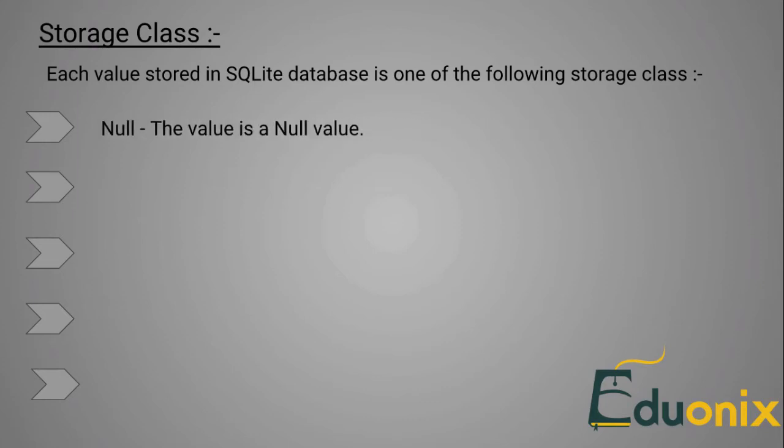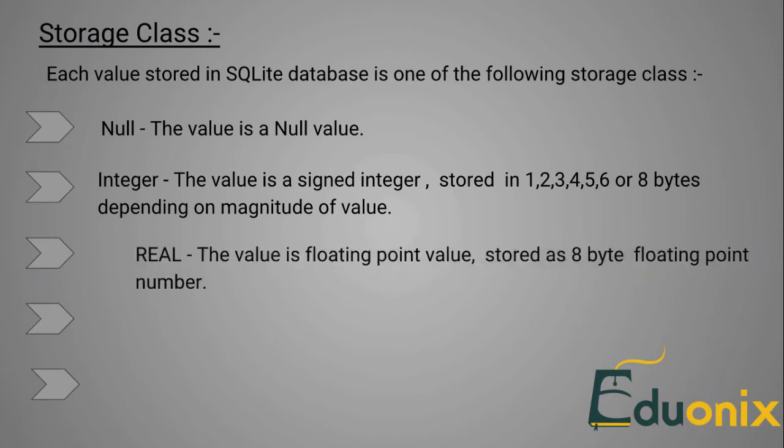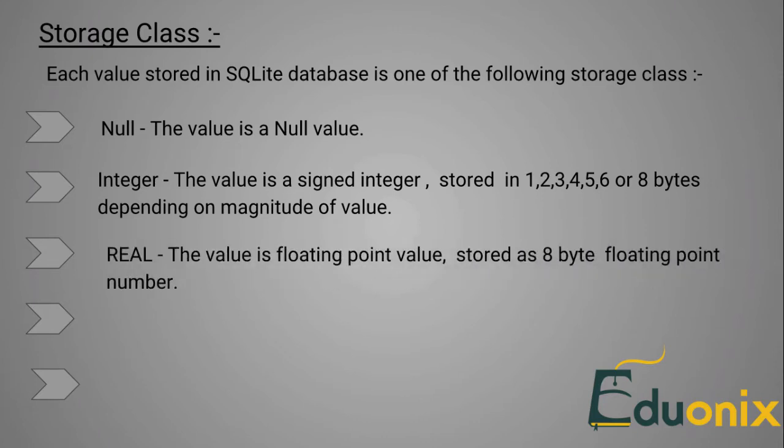It can be a null type, where the value is null or unknown. It can be an integer type, where the value is a signed integer stored in 1, 2, 3, 4, 6 or 8 bytes depending upon the magnitude of the value. The data can be of a real type, where the value is a floating point value stored as an 8 byte floating point number.